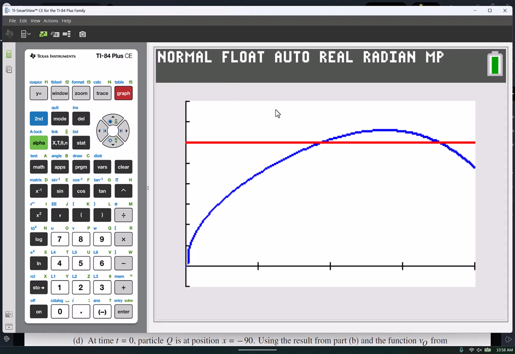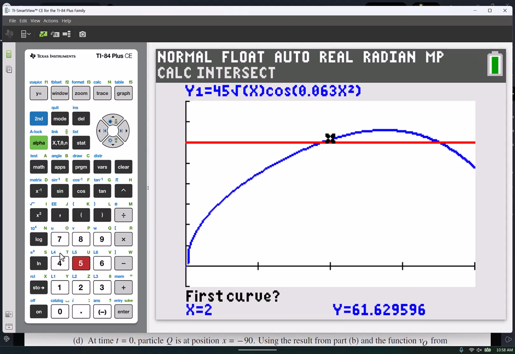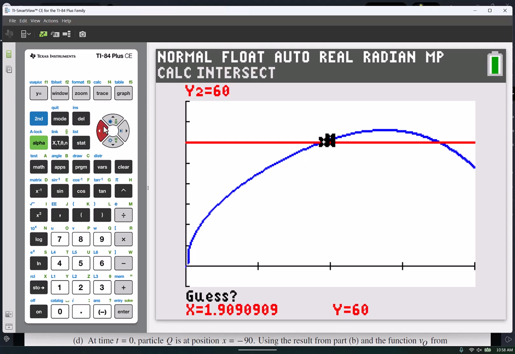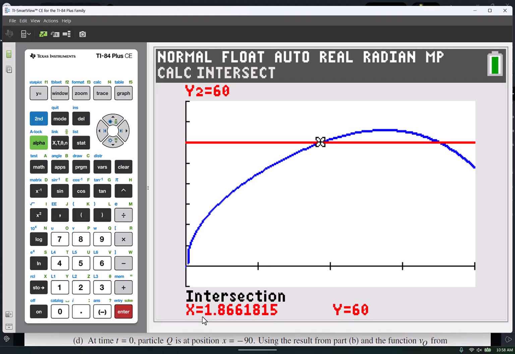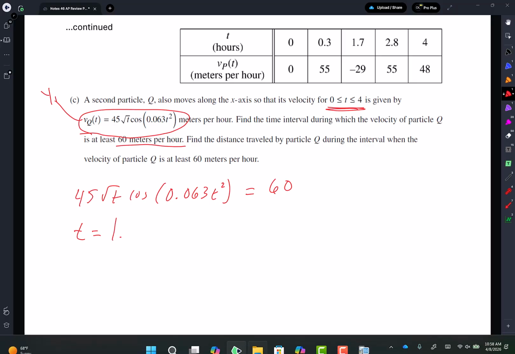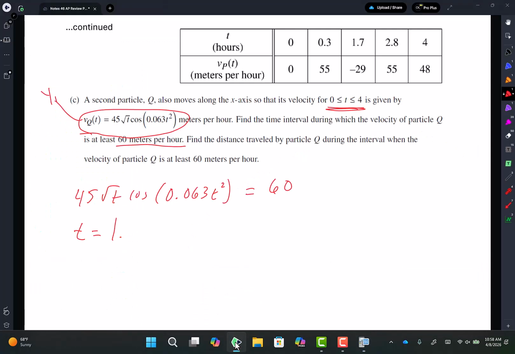How do I find those values? Second trace. And which one, Miss Kyle? Intersect. You only have 2 things in there, so you can just push enter twice. 1, 2. And then you see where it says guess? Scroll to the one you want. Enter. All right, here's what I'm going to do. I'm going to look at my calculator, and I'm going to look at my booklet, and I'm going to type this number. T equals 1 point, and I'm going to put as many digits as possible. 8661815.